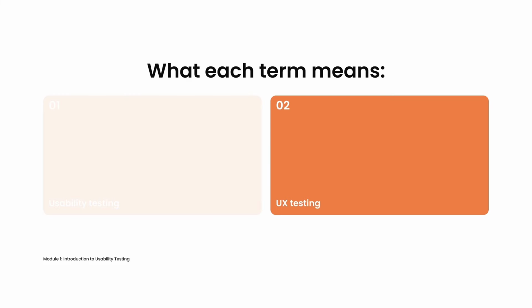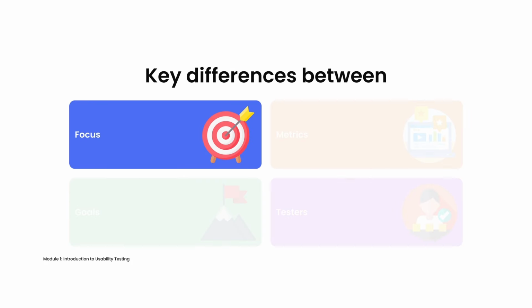On the other hand, UX, user experience testing, is broader in scope. It looks at the overall experience of using a website, including its usability, aesthetics, and emotional impact. Now let's dive into some key differences between the two. Focus. Usability testing zeroes in on the functional aspects of a website, while UX testing considers the entire experience, including how the website looks and feels to users.